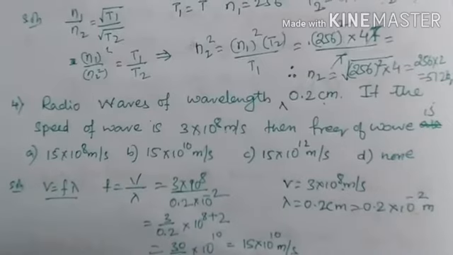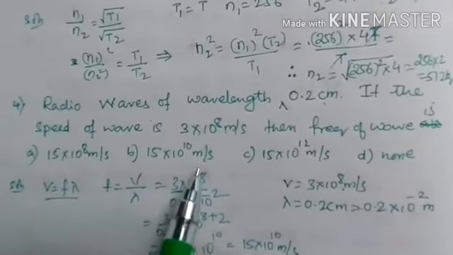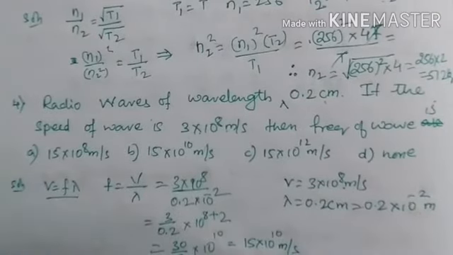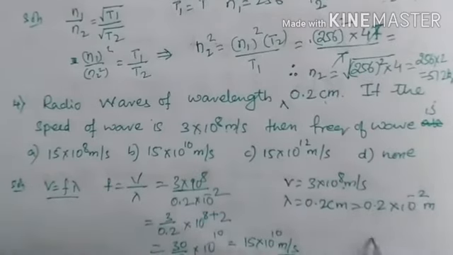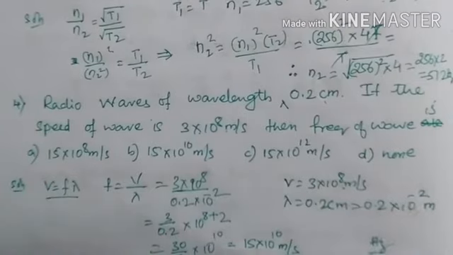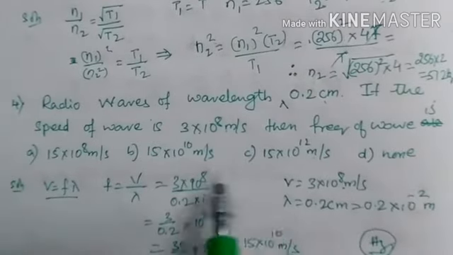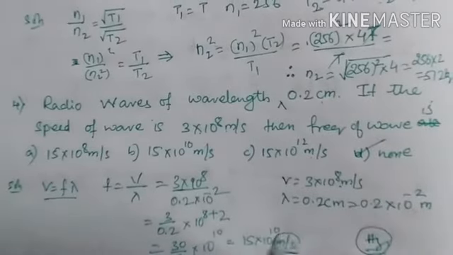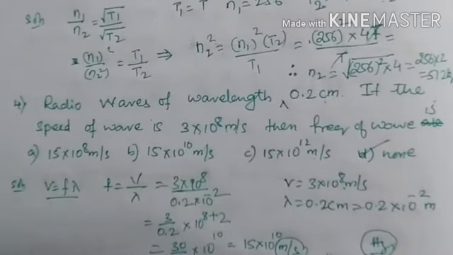Here students say the answer is 15 into 10 raised to 10 meters per second. But the problem is with this unit here. It is asked as frequency, then the frequency is measured in hertz. Understood? Here all the options have meters per second. From here only you should say that none is my answer, because it should be hertz. Because of that unit, you can say that the answer is none.